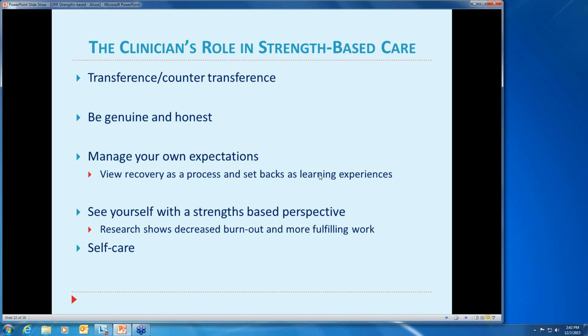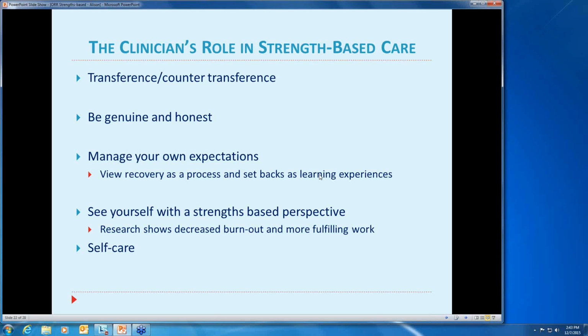So last of all, and probably the most difficult, at least for me, is to see ourselves with a strengths-based perspective. You know, as people in the helping profession, we should allow ourselves the same compassion that we extend to our clients, and we should also be using coping skills and making sure that we have what we need to be successful and to engage in self-care. So due to the nature of our work, we should also be aware of any vicarious trauma that we may be experiencing. And ultimately, it is important for you to get the support that you need so that you can support your clients.